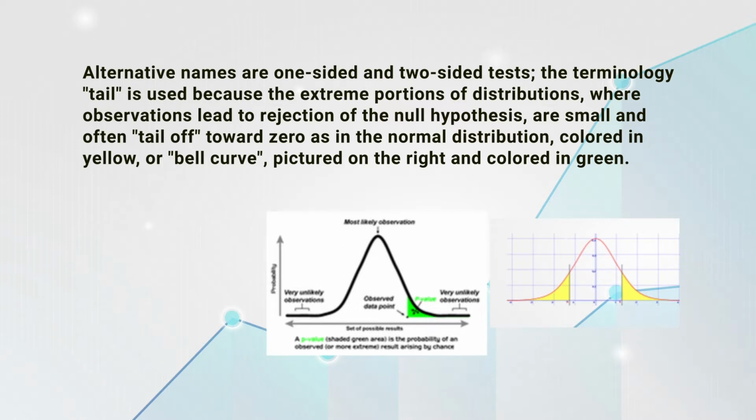On the other hand, if you see this particular image, you will find that it is giving us the p-value and it is a right tail. Why are we talking about the tail? Because we have seen that this terminology tail is used because the extreme portion of the distribution where observations lead to rejection of the null hypothesis are small and often tail off. So that is the reason. The p-value, the shaded green area, is the probability of observing more extreme results arising by chance.